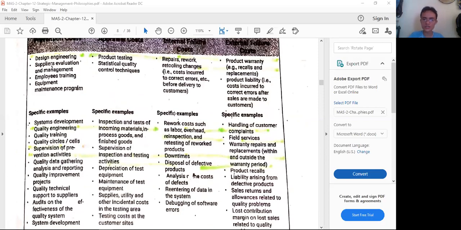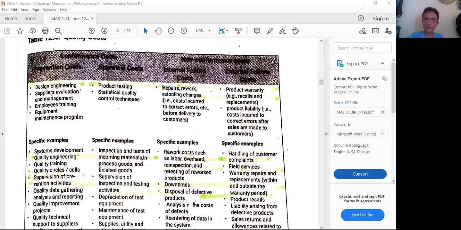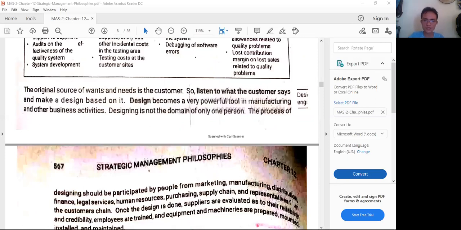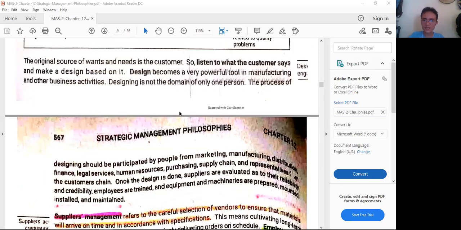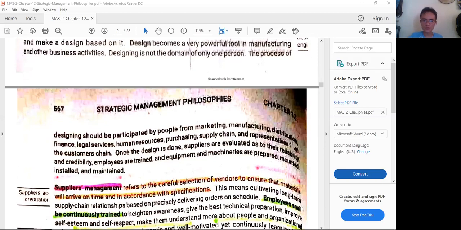Anyway, this is just a review of your cost accounting part one, wherein this has been talked about. But the terms now are conformance and non-conformance. So in other words, bottom line, we listen to what the customer says and make a design based on what they are saying. Because again, customer is the king. Then designing is not the domain of only one person. Yeah, that's true. Everybody should be involved in the process, especially those who are going to, let's say, be part of the operations of the business. The designing should even be coming from marketing, manufacturing, distribution, meaning all the other functional departments connected or related to the company, especially in the provision of goods and services or products.